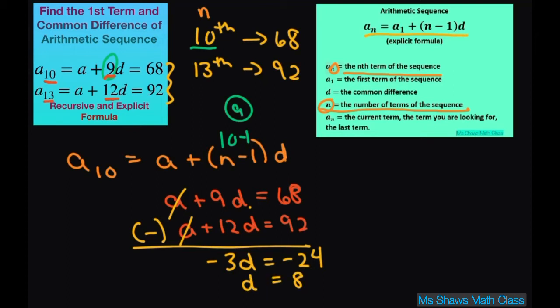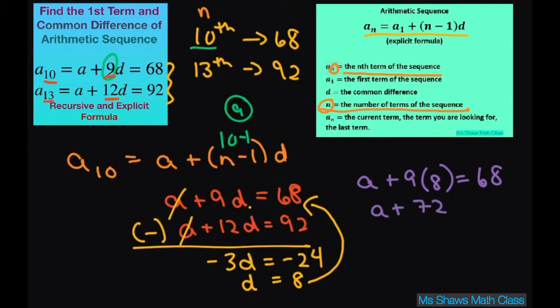Now that I have that, I'm just going to plug that back into one of these equations. I usually just use the first one, and don't worry about it too much. So A plus 9, substitute your D for 8, because that's what your common difference is, and then solve for A. So A plus 72 equals 68. A equals, subtract 72 from both sides of the equation, and that's going to give you negative 4. So you have your A and you have your D.